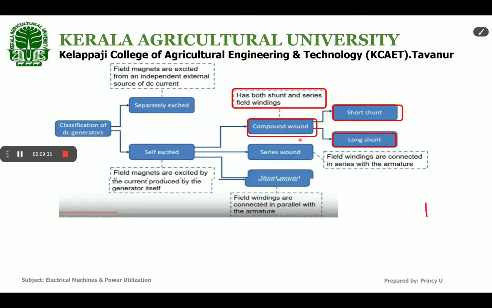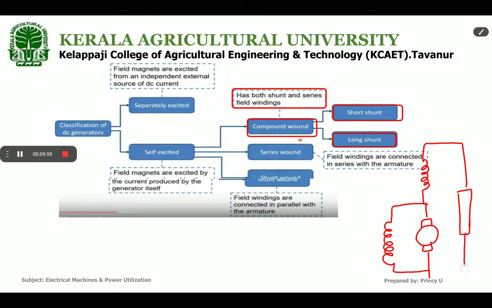Just imagine this is the armature winding, and the shunt field winding of this compound generator is parallel only to the armature, and the field winding is connected like this. The load resistor is represented by a rectangle box like this. So this one is shunt field winding, and this winding is series field winding. This one is armature. This one is load.